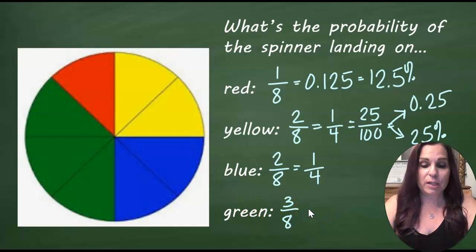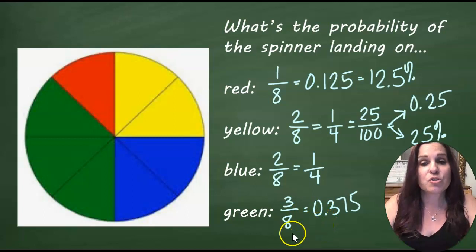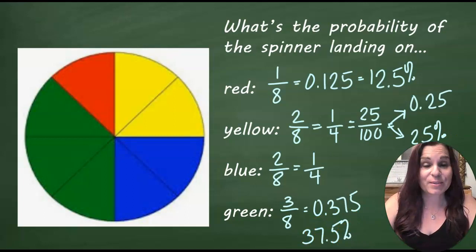And then down here for the green section, same thing. I would do 3 divided by 8. 3 divided by 8 is 0.375, right? Which, as a percent, I would again multiply by 100, and I get 37.5%.